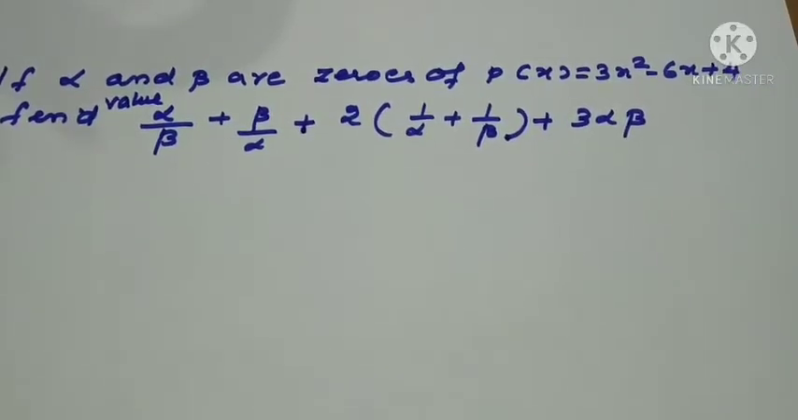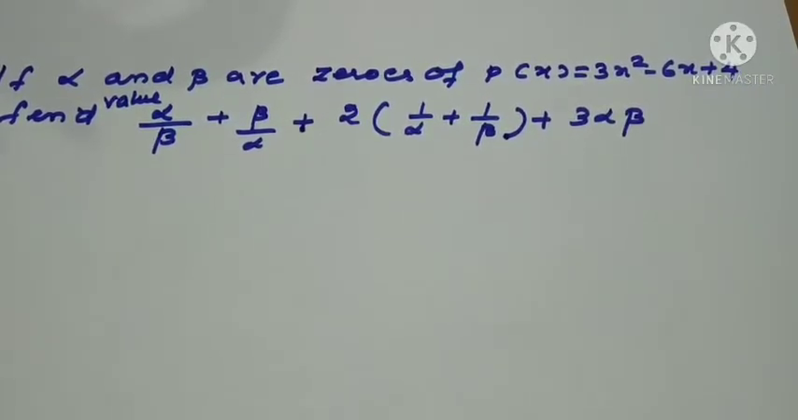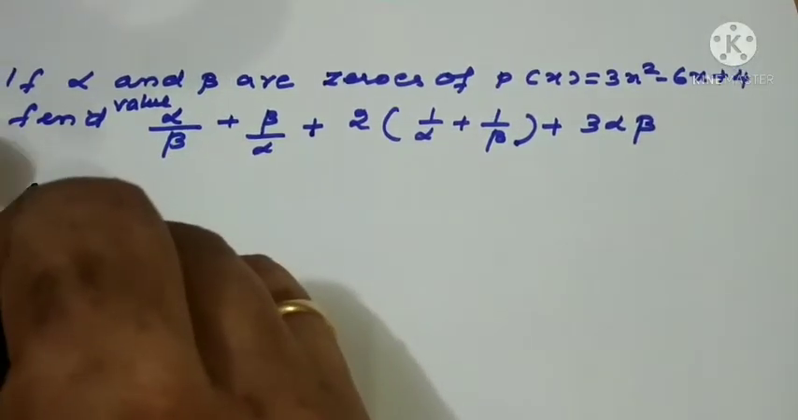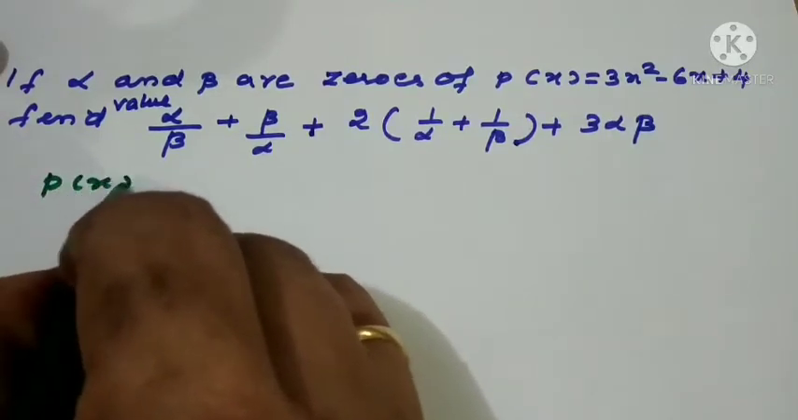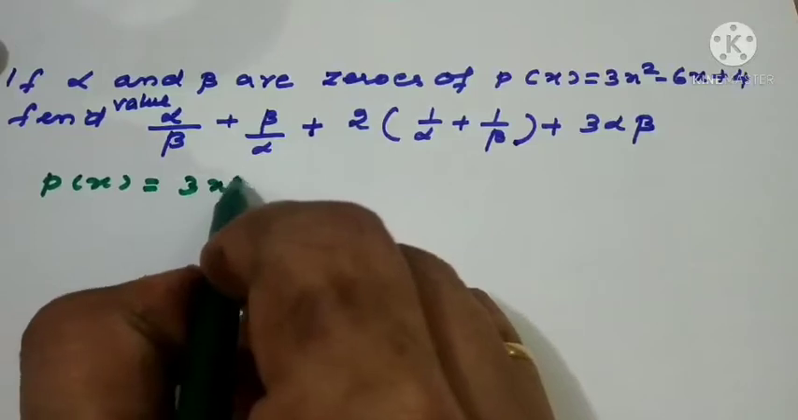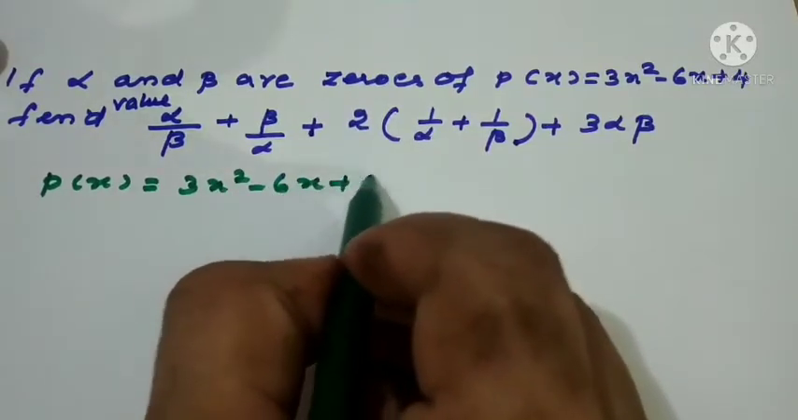If alpha and beta are the zeros of p of x equals 3x square minus 6x plus 4, then find the value of alpha by beta plus beta by alpha plus 2 into 1 by alpha plus 1 by beta plus 3 alpha beta. So again we will take down the polynomial p of x: 3x square minus 6x plus 4.